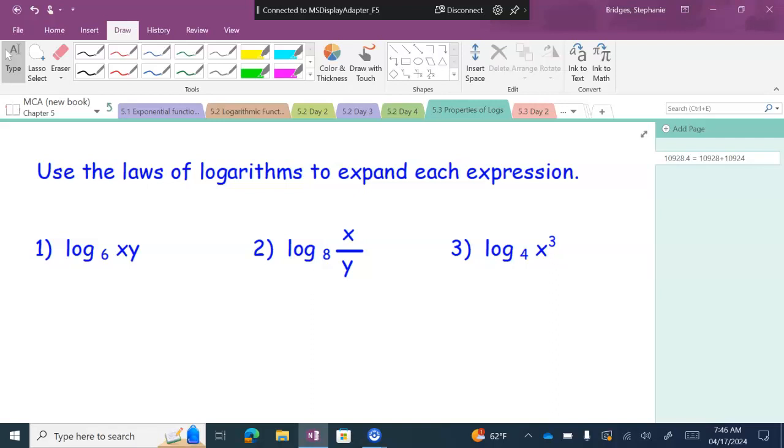If you'll just write those three down and then we'll talk about how to do them. The reason we need to know these laws is because we're going to deal with some equations tomorrow where we have to bring them all together to be able to solve for missing parts of our log equations. So they'll be a little bit different than the equations that we did on the quiz yesterday.